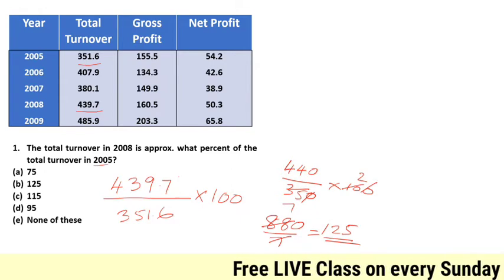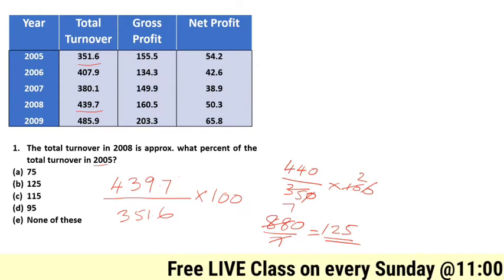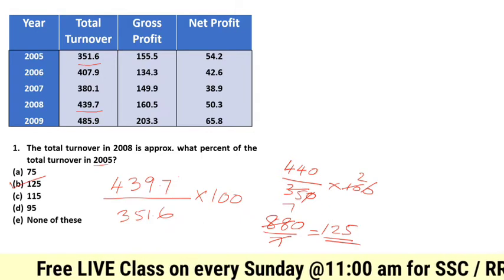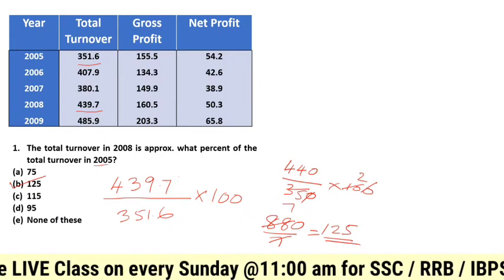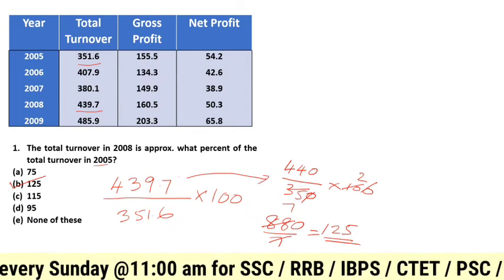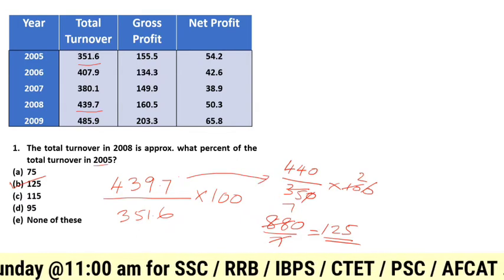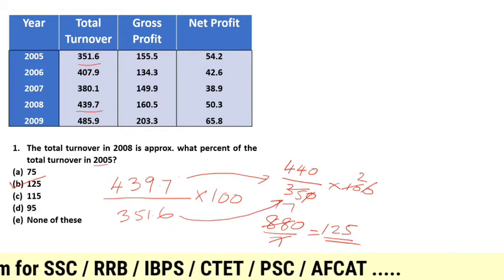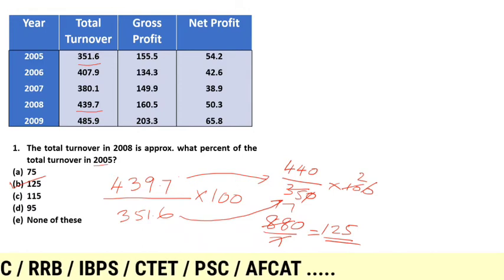Okay, so the answer is answer B. You can mark the answer B. So these are approximate values. You need not calculate 439.7. Approximately you can take it as 440, and 351.6 you can take it as 350 for easy calculations, and you can find out the value. Kindly note it. Then we will go to the next question.